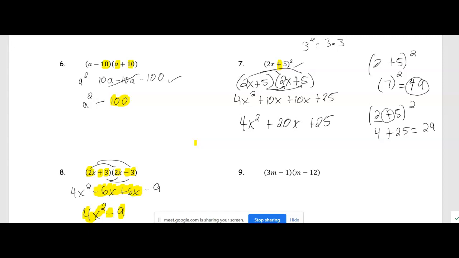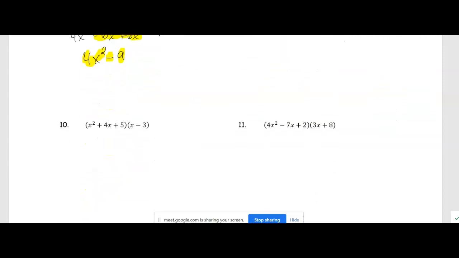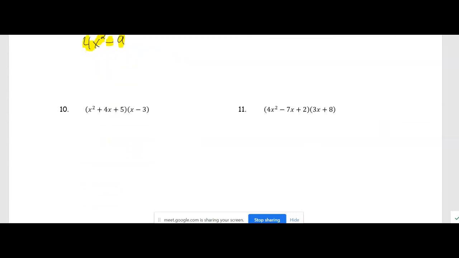All right, next ones. We can do 9, I'm pretty certain. The last new thing here, somewhat new, are 10 and 11.